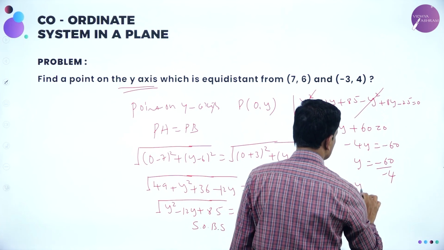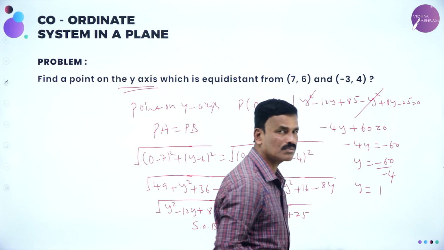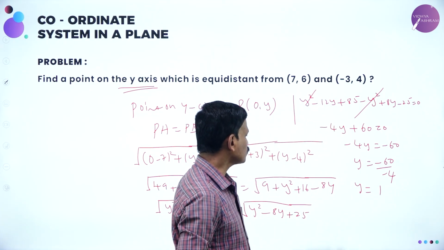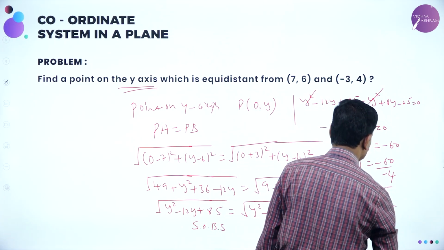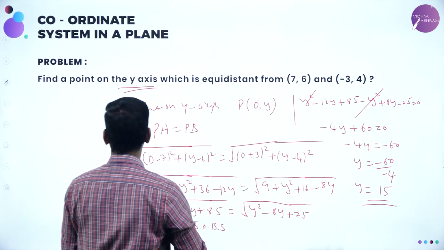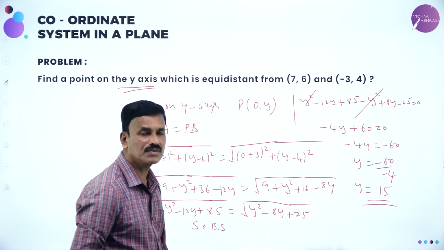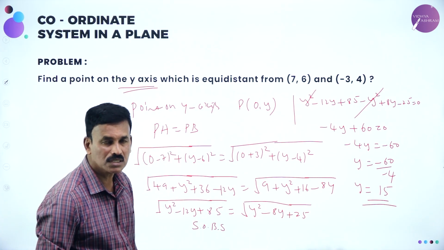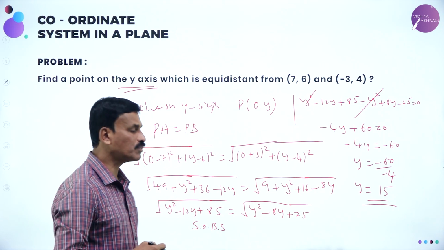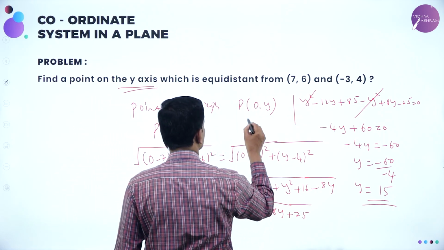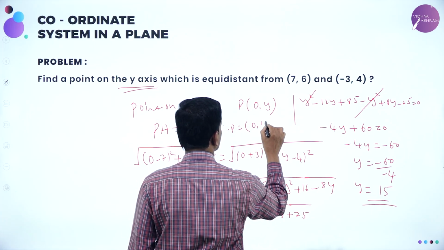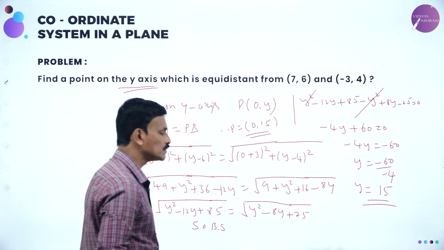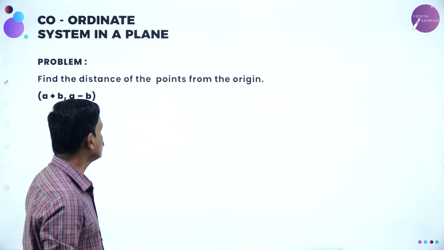Minus 4y is equal to minus 60, y is equal to minus 60 by minus 4. So y is equal to 60 by 4, minus and minus gets cancelled. 15 fours are 60. So y is equal to 15. That's it. So the point on the y-axis is 15. Hope you followed. Therefore the point P is equal to (0, 15). That's it. Now move on to the next problem.